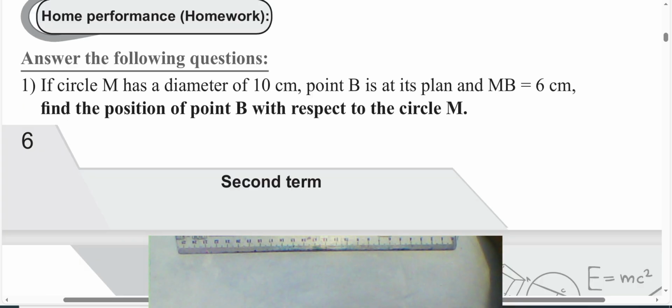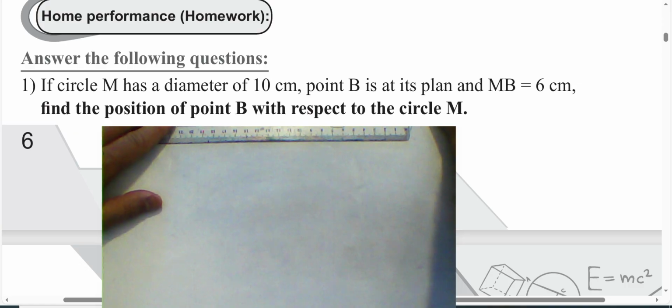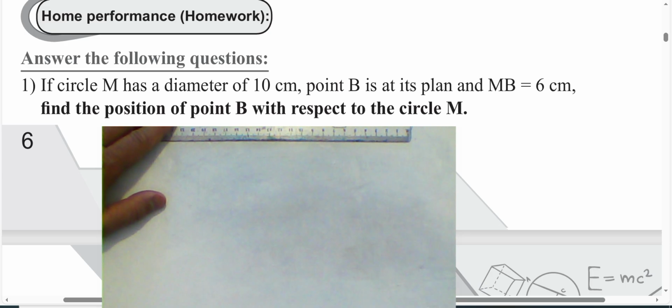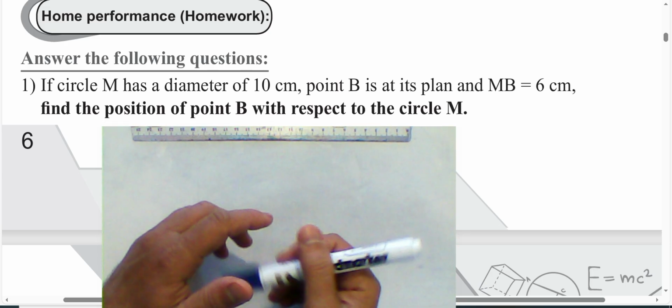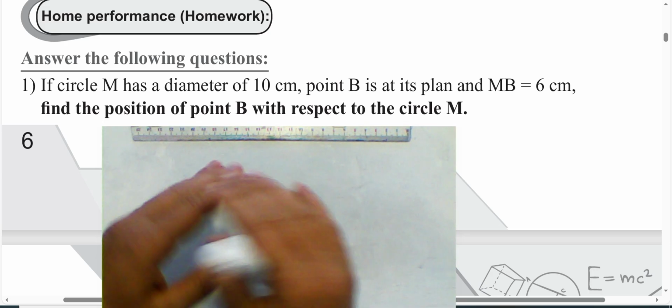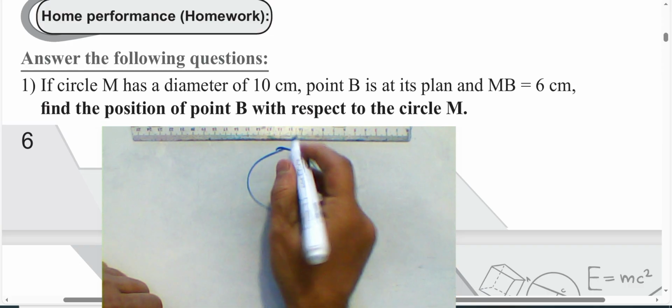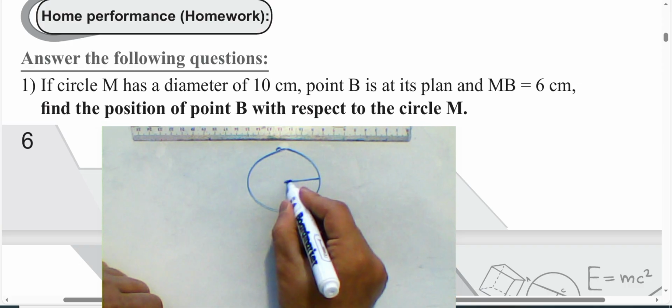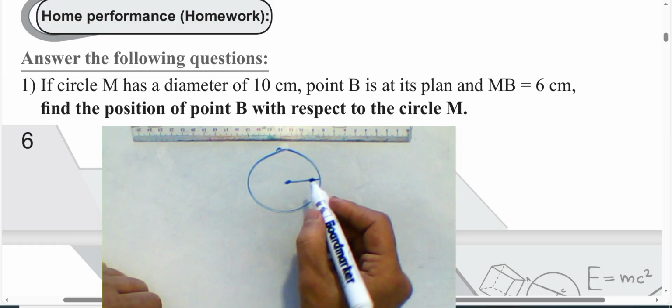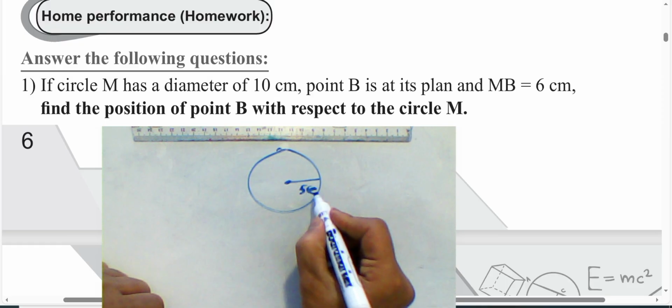Homework number 1. Circle M has diameter 10 centimeters. Point B is in its plane and MB equals 6 centimeters. Find the position of the point B with respect to the circle. The point is outside, on, or inside the circle. Look here, we have a circle like this. The radius will be what? The diameter was 10, then the radius will be 5 centimeters.